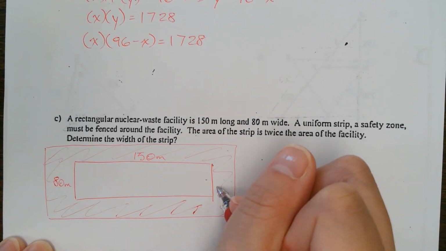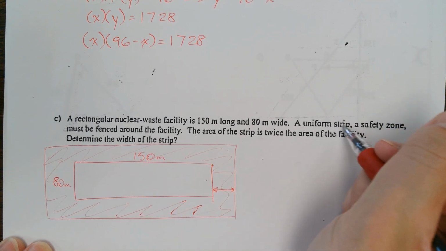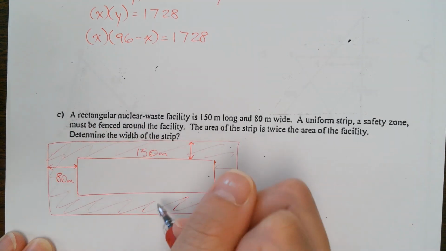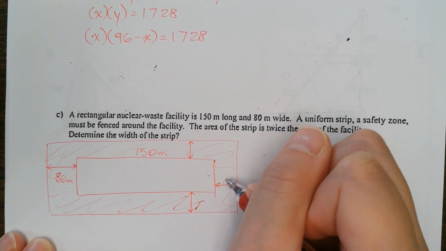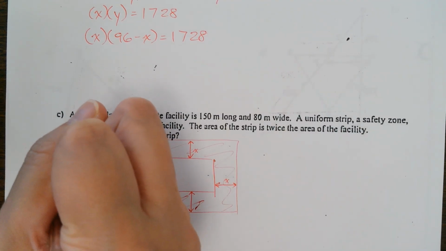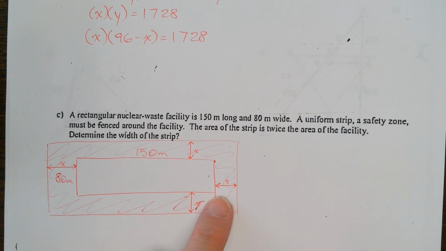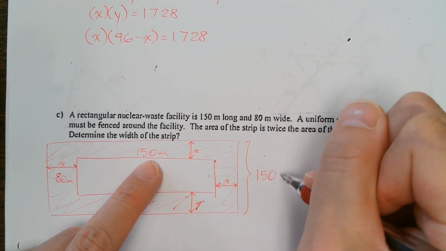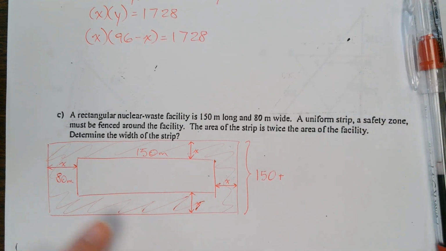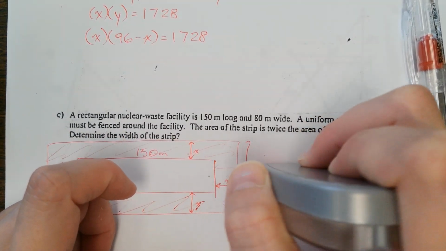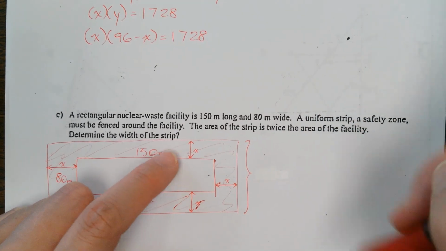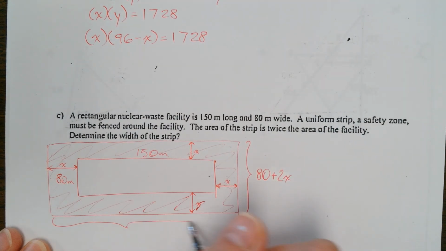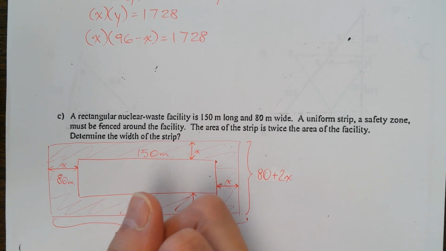So since I'm adding a uniform strip, that means the same distance on every side. That's what uniform strip means. So if I call this x, that means this is x, this is x, this is x. So this distance right here is now, oh sorry, not 150, 80. This distance right here is now 80 plus 2x. And this distance on the bottom right here is going to be 150 plus the 2x.